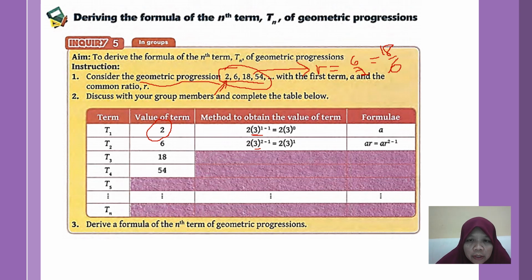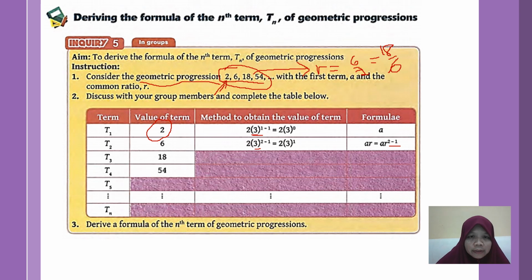The formula is ar to the power of n minus 1, or rather ar to the power of 2 minus 1 for the second term. Let's do the third term. The third term is 18.